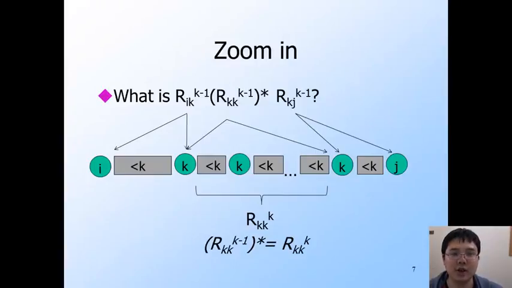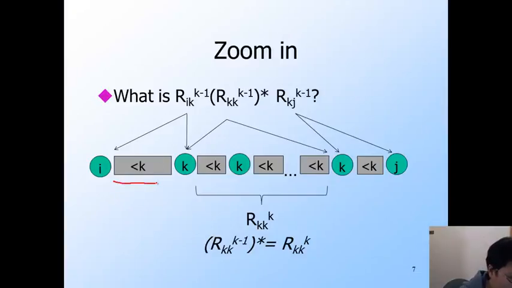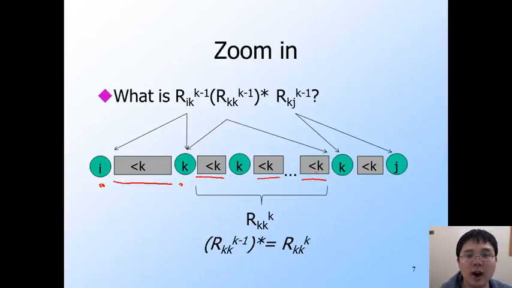In the illustration, we can see that Rik k minus 1 corresponds to the part from i to the first encounter of k. Then all parts between k can be described by Rkk, k-1. As we do not know how many times the path will go through k, we use Rkk, k-1 star. In the end, we have Rkj, k-1, which corresponds to the label of path from the last encounter of k to j.